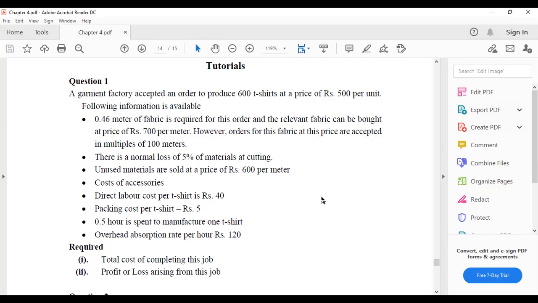Right? Also it says that there is a normal loss of 5% of materials at cutting.